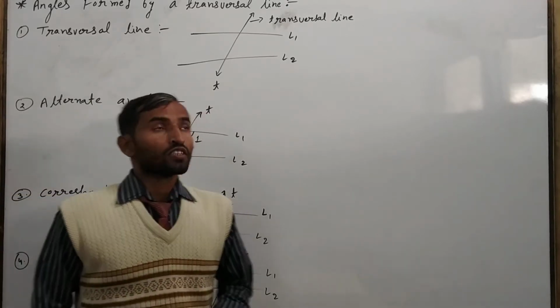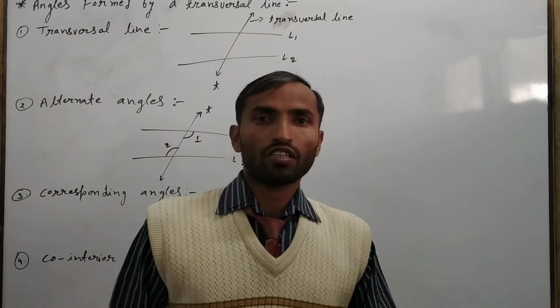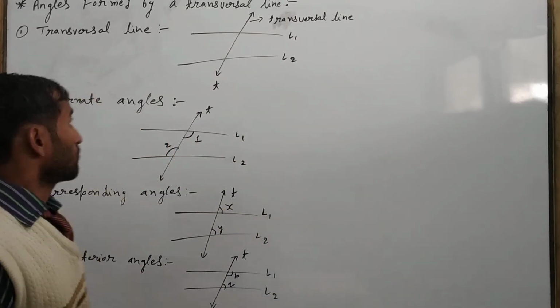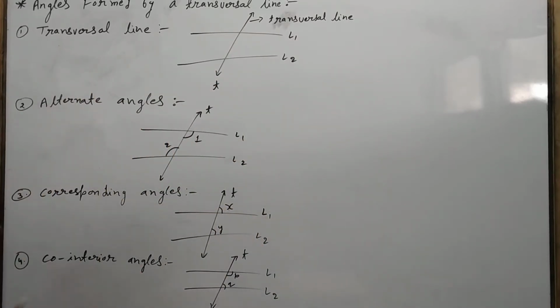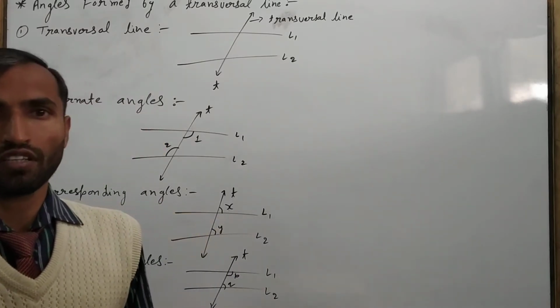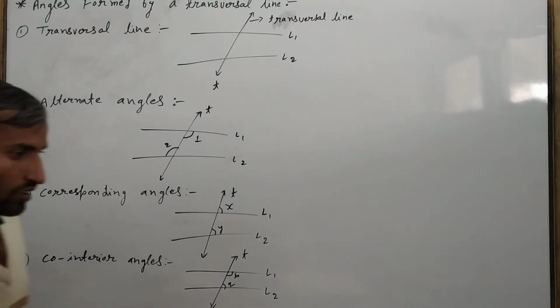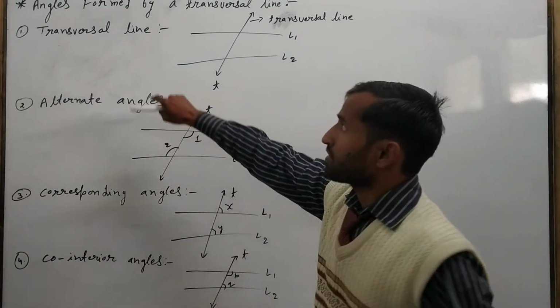Good morning students. In the previous class, up to exercise 9A, I have explained through the documents. Now we have to go for our next topic, that is angles formed by a transversal line. Means in lines and angles, one definition is the transversal line.